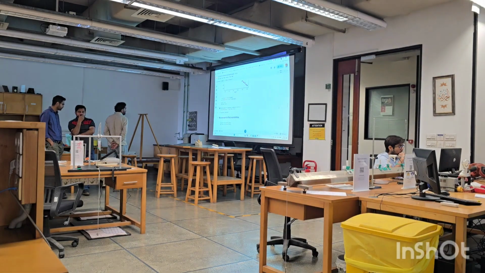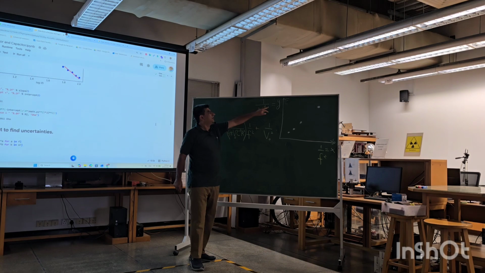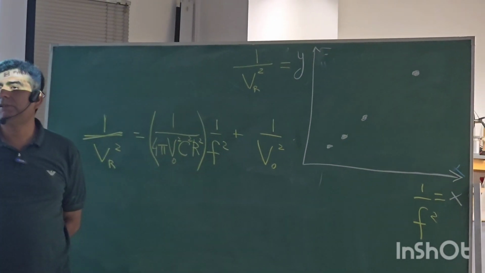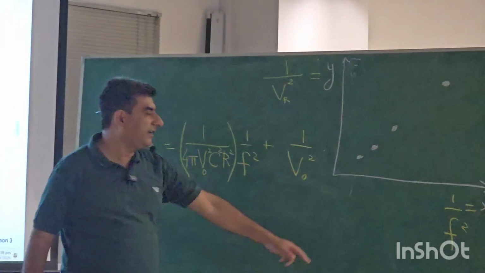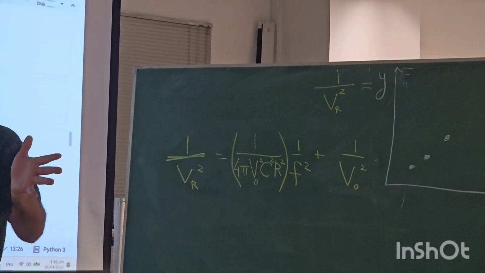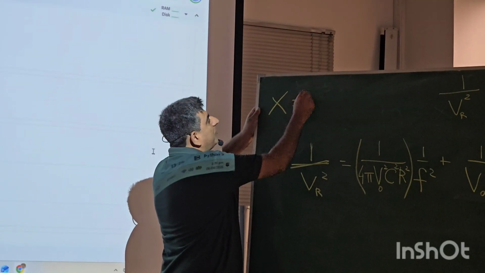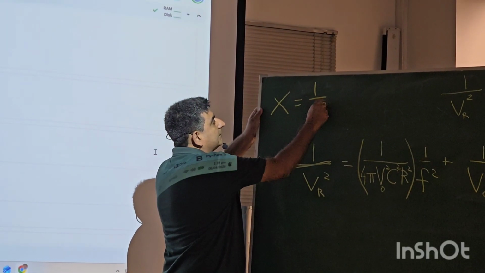So, likewise any uncertainty in VR goes into y. Now if you know the uncertainty in f, what's the corresponding uncertainty in x? It's very simple to do. I know my x equals 1 over f squared. I know this.